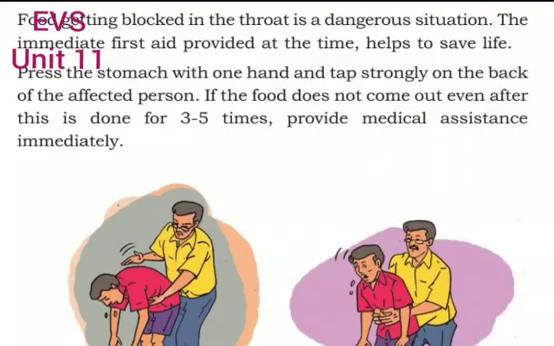Next, what happens when the food gets blocked in the throat? It is a very dangerous situation, children. So what first aid do you have to provide? Press the stomach with one hand and tap strongly on the back of the affected person, as you can see from the picture. If the food does not come out even after this, do this 3 or 5 times and provide medical assistance, or send the person to a doctor immediately.